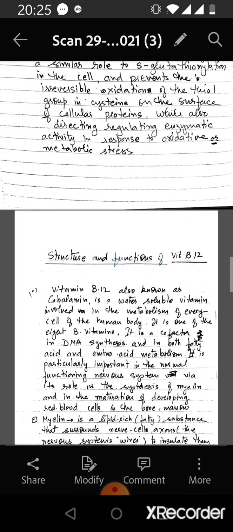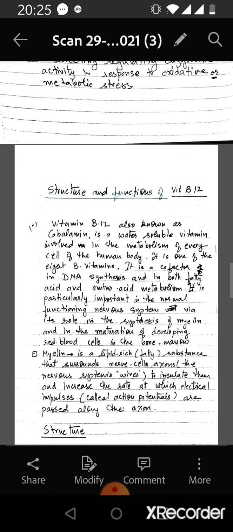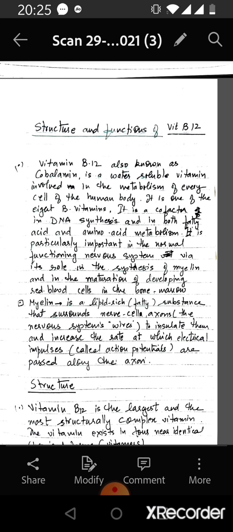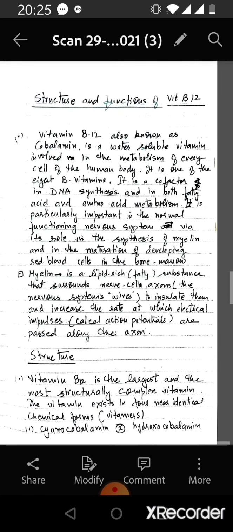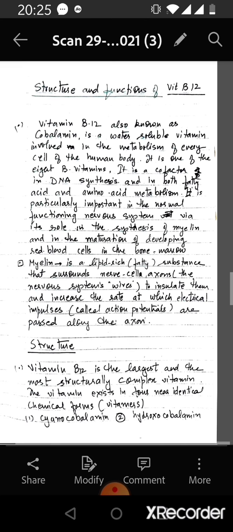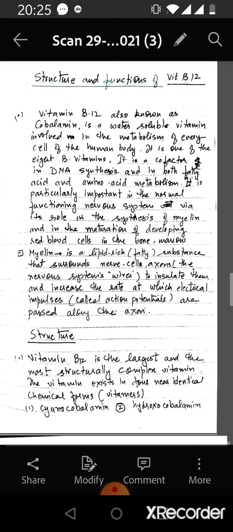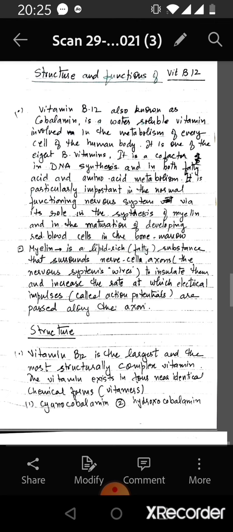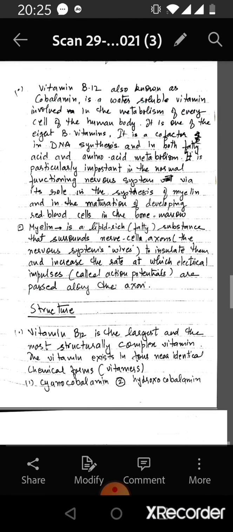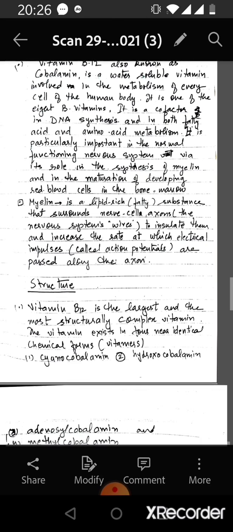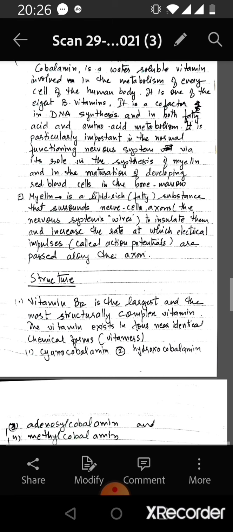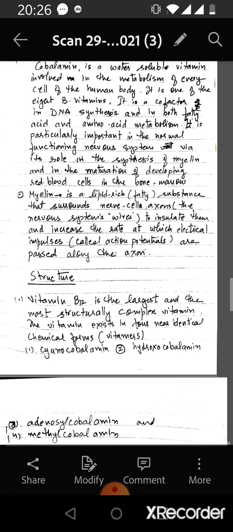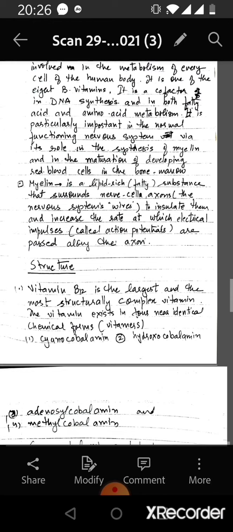Now we come to the structure and function of vitamin B12. Vitamin B12, also known as cobalamin, is a water-soluble vitamin involved in the metabolism of every cell of the human body. It is one of the 8 B vitamins. It is a cofactor in DNA synthesis and in both fatty acid and amino acid metabolism. It is particularly important in the normal functioning of the nervous system via its role in the synthesis of myelin and in the maturation of developing red blood cells in the bone marrow.